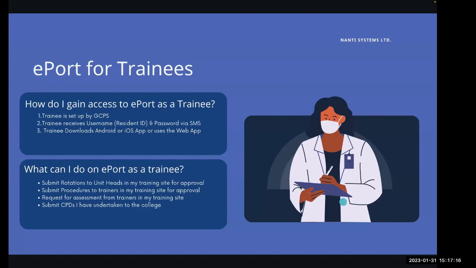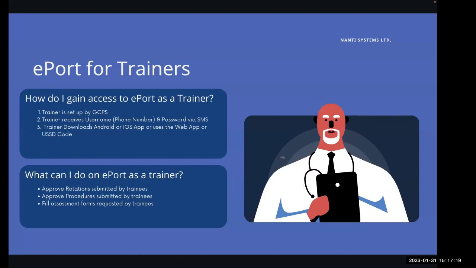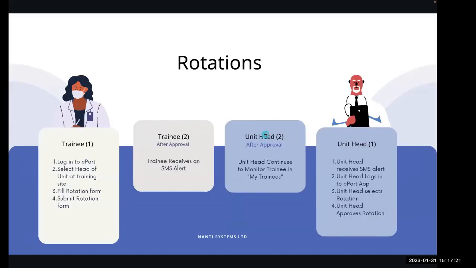So now, the first thing you have to do when you download the Eport application is to submit your rotation plan. This means that if you are on rotation in a particular training site, which is a hospital, you have to log on to the application, select the head of the unit that you are in, fill out the rotation form, and then submit the rotation.